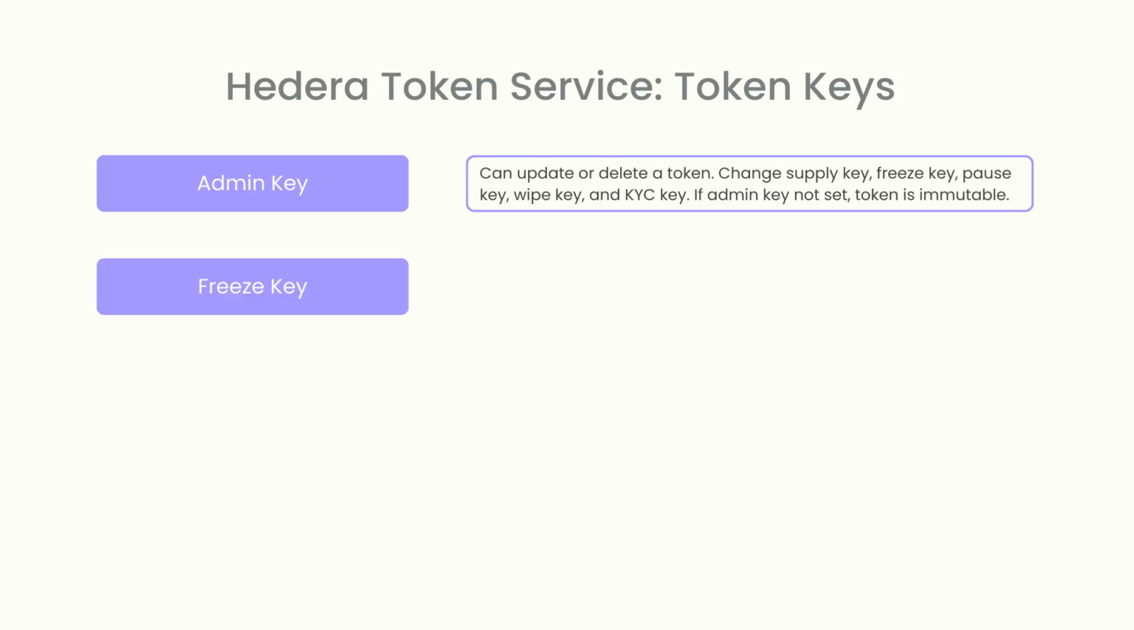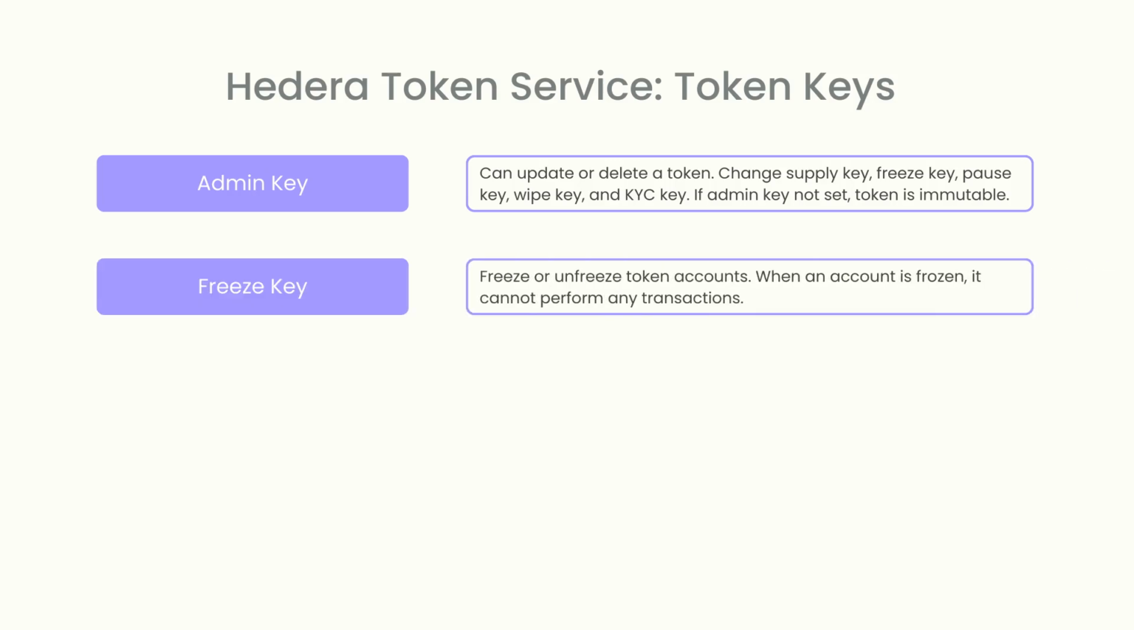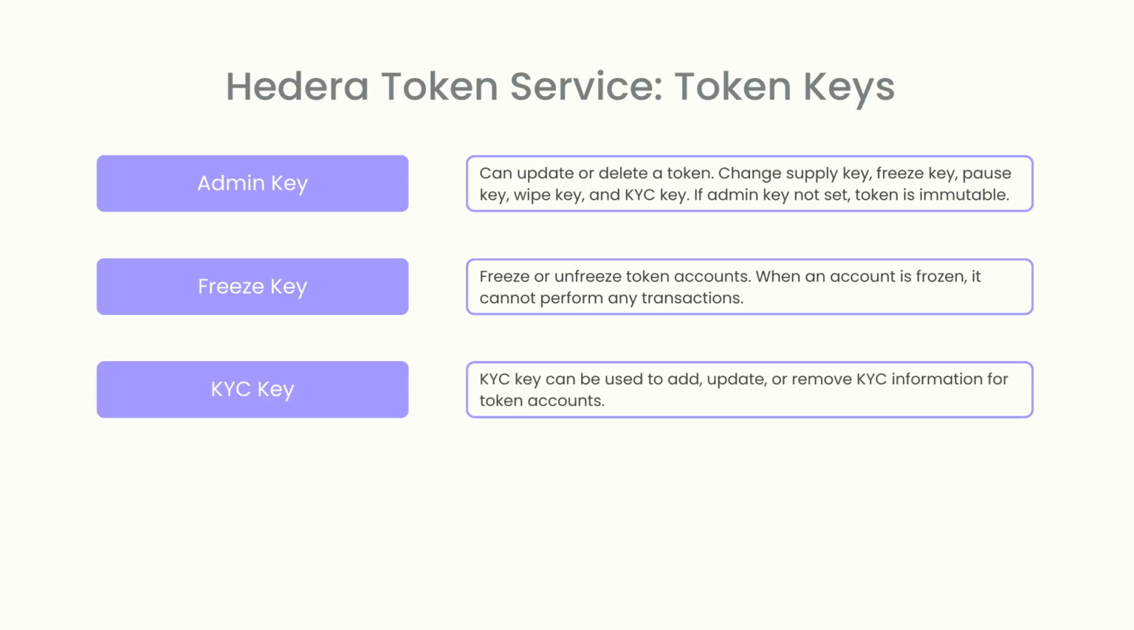The freeze key is used to freeze or unfreeze token accounts. When an account is frozen, it cannot perform any transactions. Thirdly, you can set the KYC key. It's not a commonly used key because it's mostly useful for asset management operations. The KYC key can be used to add, update, or remove KYC information for token accounts.